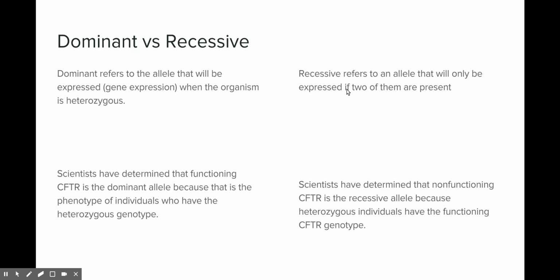All right, the last two terms are dominant and recessive. Again, we've used these terms in class already, but we'll talk about them again. A dominant allele is the allele that gets expressed. A protein gets made when the organism is in the heterozygous situation. The recessive term refers to an allele that will only be expressed if two of them are present.